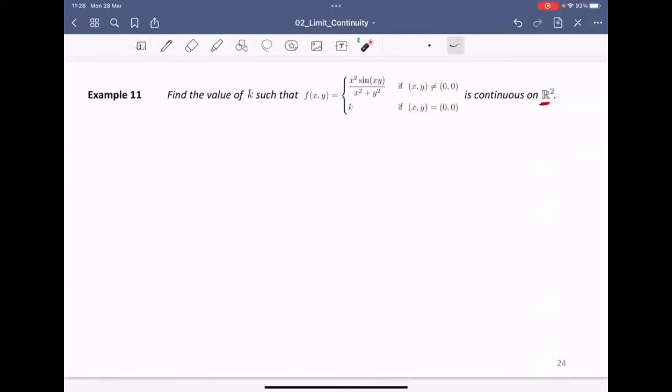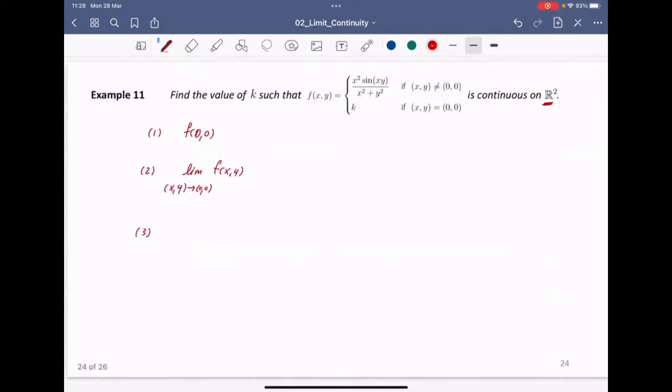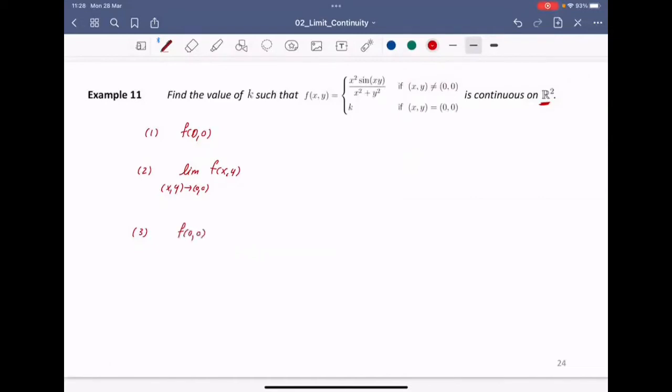Well, all you need to say that the function is continuous on the whole domain, the entire R squared, you need that the function must be continuous at (0, 0). So that means number 1, you need f(0, 0). Number 2, you need the limit as (x, y) goes to (0, 0). And number 3, you need to force that number 1 and number 2 are equal to each other. If you can force these 3 conditions, then the function is also continuous at (0, 0), and that is going to be your answer.